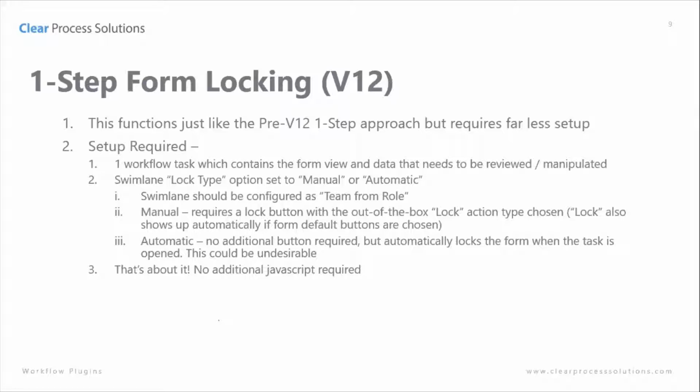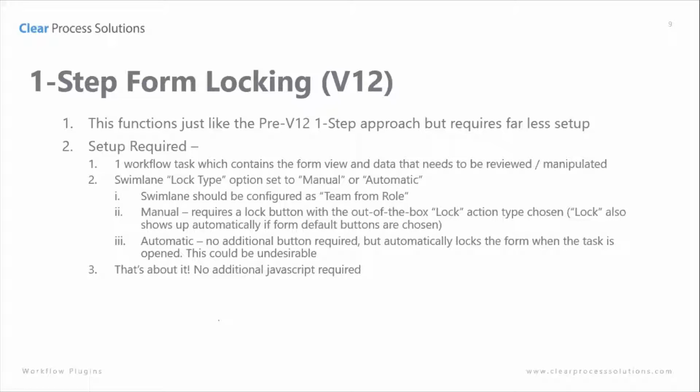So if you've ever worked with buttons in a form in Composer, there's default actions such as approve, save and route, save, close, etc. So lock and unlock is just another one of those options. So in this case, you would just put a button on the form, choose the lock and unlock type for that button, configure the swim lane to make sure that it is team from role, and set the lock type to manual in this case if you're using the button. And that's pretty much all you really need to do to get the form locking functionality. There's no JavaScript required. You don't have to create any of those rules that I mentioned in the previous slide. It's pretty quick to set up.